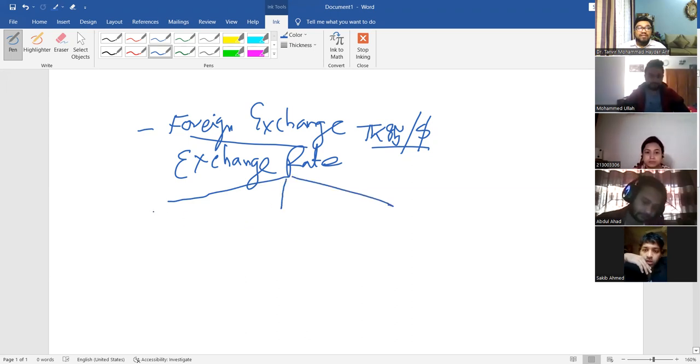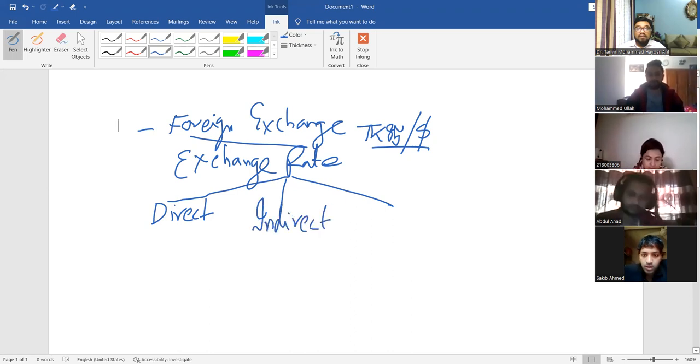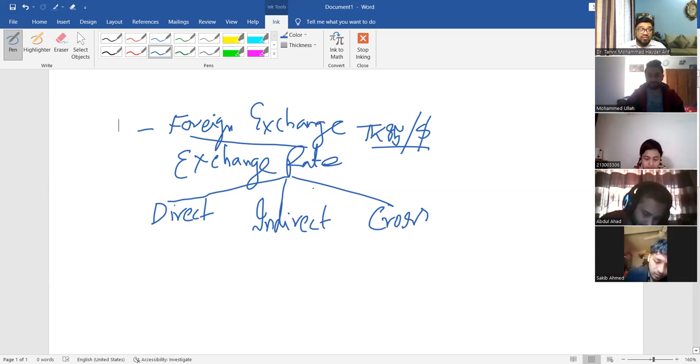There are three exchange rates. One is known as direct exchange rate. The second one is indirect exchange rate, and the third one is cross exchange rate.